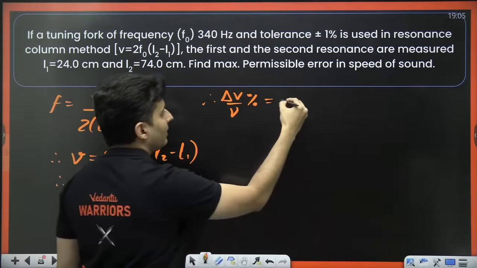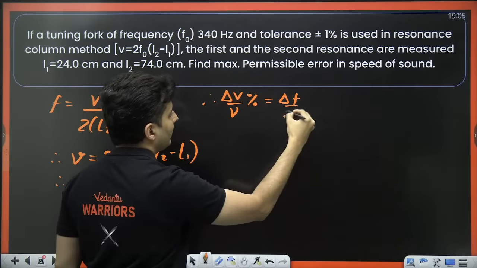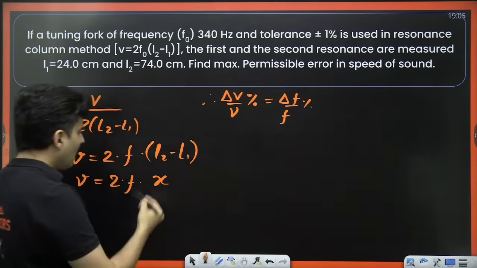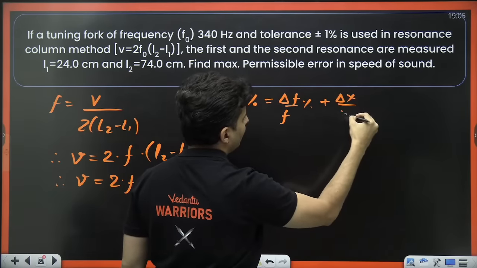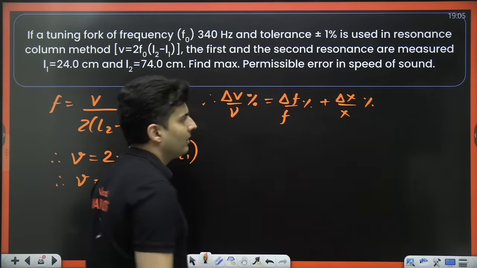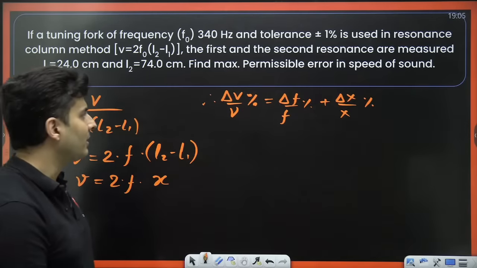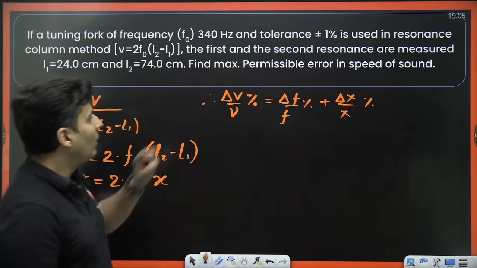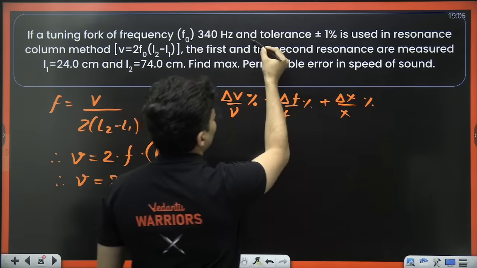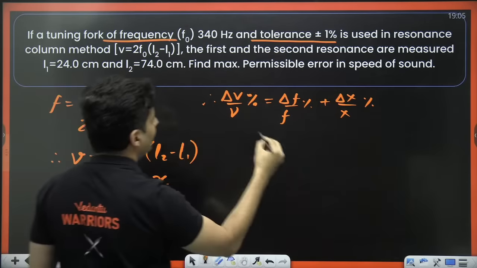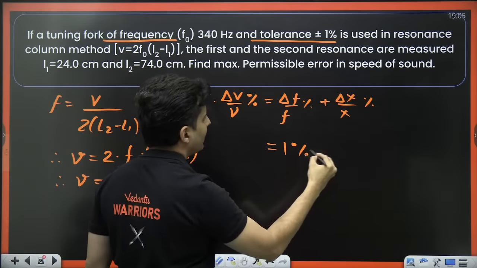Find the relative error in frequency, and also just add to it the relative error in that term X. Relative error in the term X, multiply by 100, you will get it as a percentage. Okay. So now, do I know the frequency percentage error? Yes, the percentage error in the frequency is just 1%.